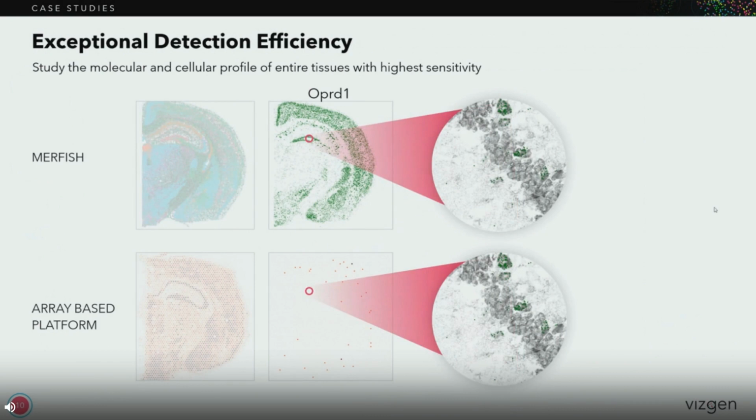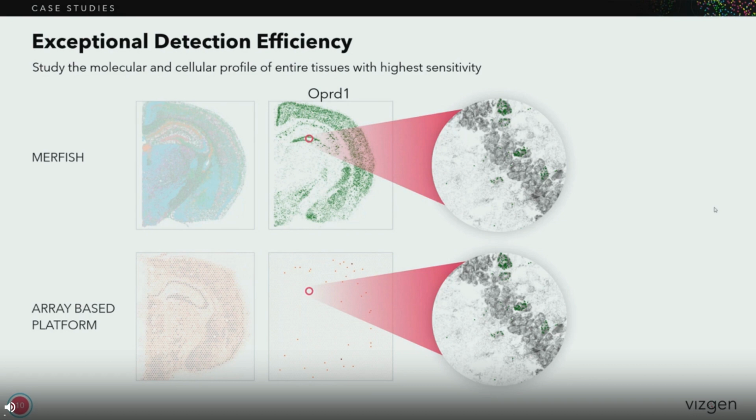The second key feature of MERSCOPE is that it has exceptionally high detection efficiency. As I mentioned before, smFISH is often considered the gold standard for quantifying RNA copy numbers and has single molecule sensitivity. As a technology built on smFISH, MERSCOPE maintains that high sensitivity. On this slide, I'm showing you the comparison of performance between MERSCOPE and an array-based spatial genomics platform in matched brain samples. This is measuring hundreds of genes in the mouse brain.